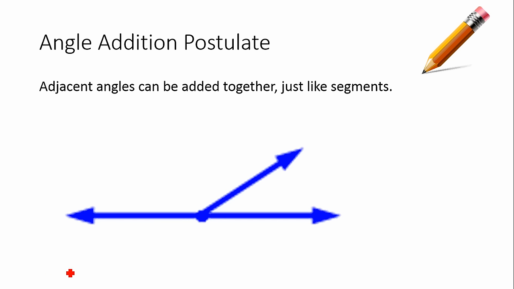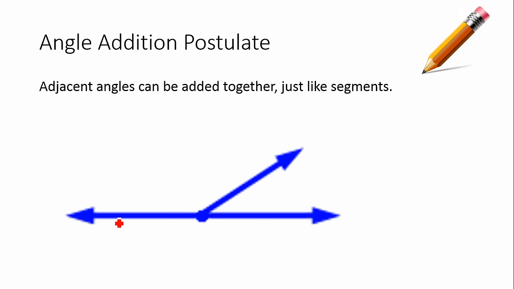When angles are adjacent, guys, then we can use the angle addition postulate. Make sure that you write this in your notes. When we write proofs later on, this is going to be important for us. Angle addition postulate simply says that adjacent angles can be added together, just like segments.